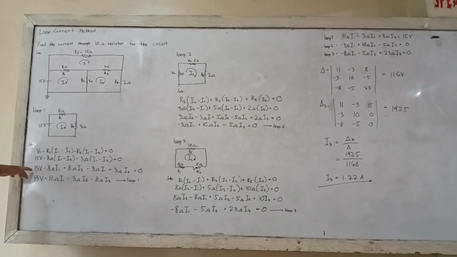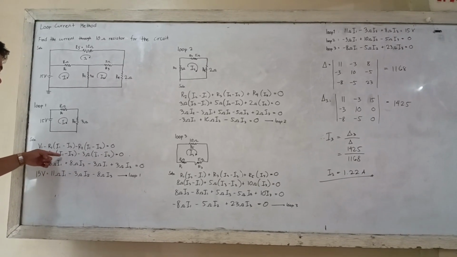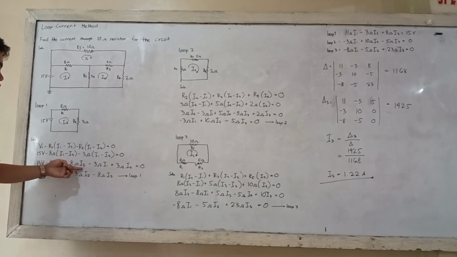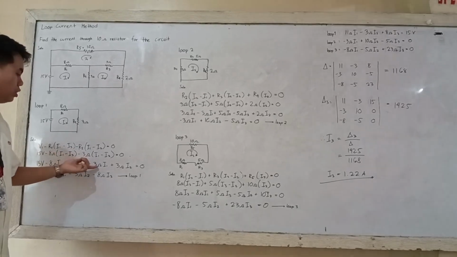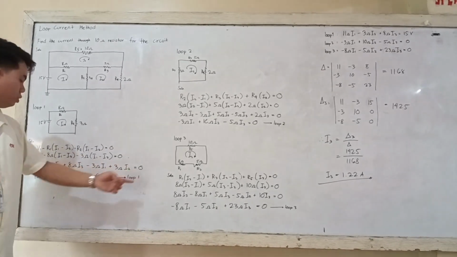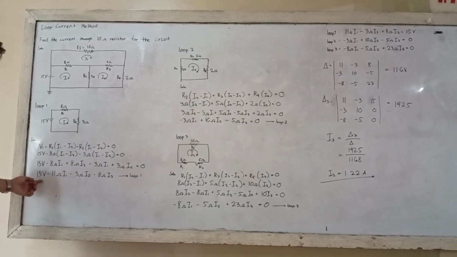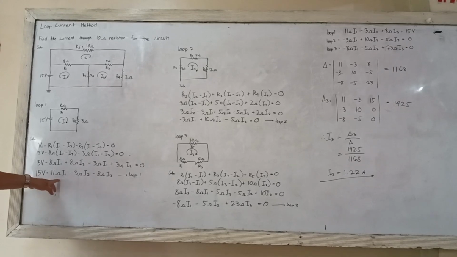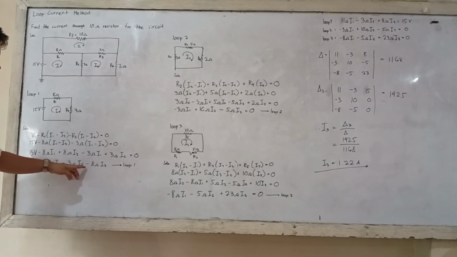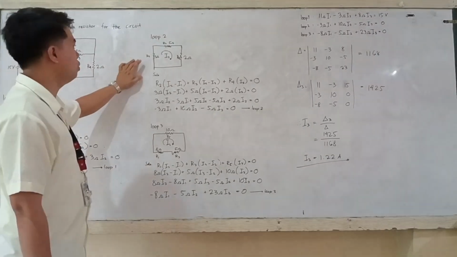So this gives us 15 volts minus 8 ohms I1 plus 8 ohms I3 minus 3 ohms I1 and then plus 3 ohms I2 is equal to 0. So combine like terms: 15 volts is equal to 11 ohms I1 minus 3 ohms I2 minus 8 ohms I3. This is our loop 1. Next is our loop 2.